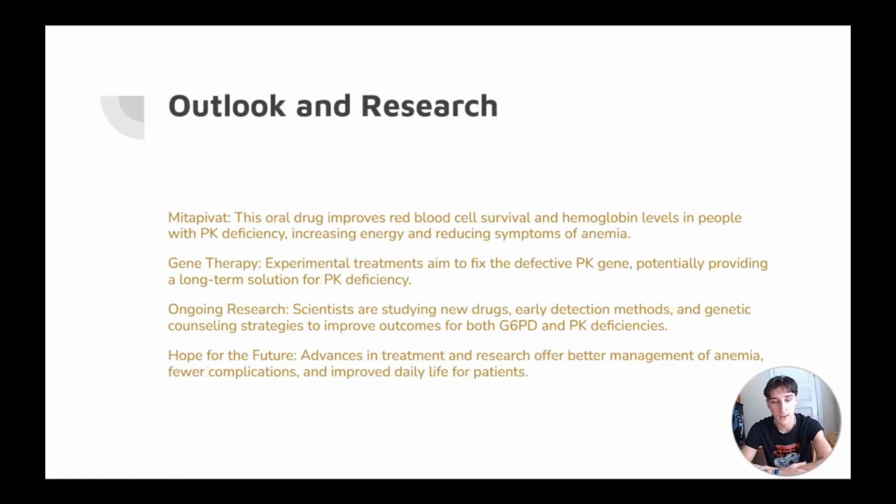Like we talked about with the outlook in the research, mitapivat, that oral drug, improves red blood cell survival and hemoglobin levels in people with PK deficiency, which increases energy and reduces the symptoms of anemia. There's also gene therapy, which could potentially provide a long-term solution for PK deficiency. There's some ongoing research. Scientists are studying new drugs, early detection methods, and genetic counseling strategies to improve outcomes for both G6PD and PK deficiencies. The hope for the future is that advances in treatment and research offer better management of anemia, fewer complications, and improved daily life, and hopefully one day a cure.